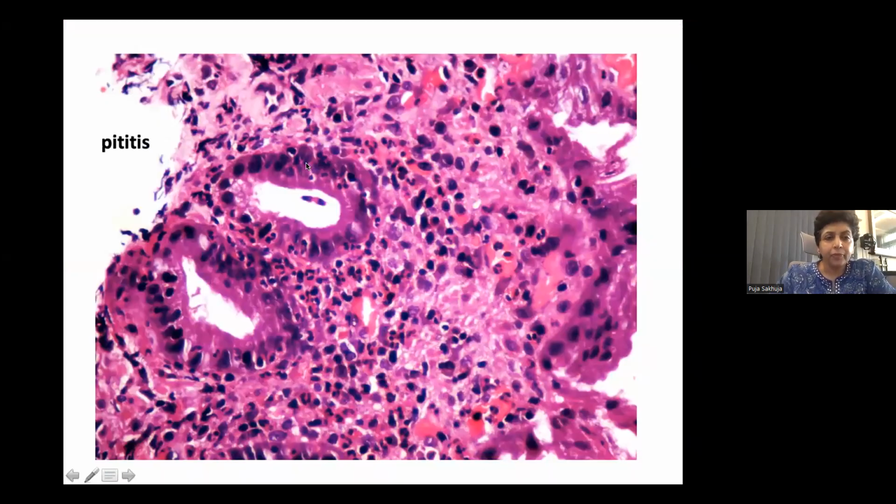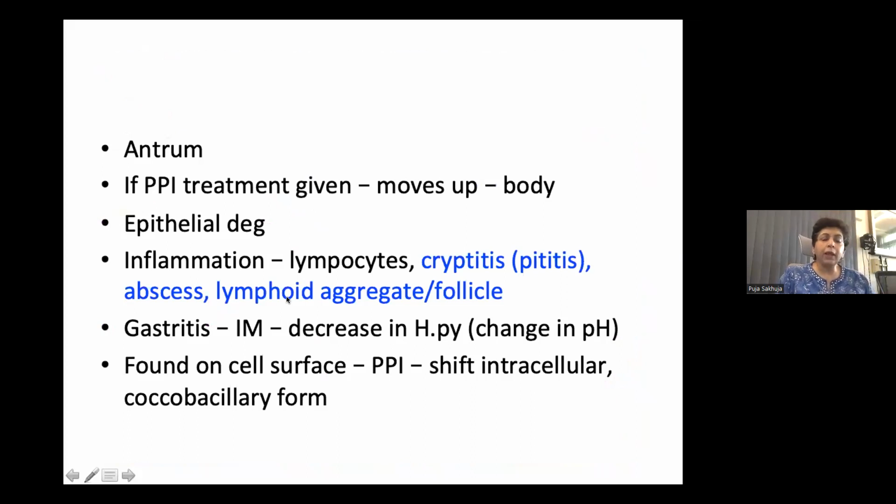What it's commonly associated with is inflammatory cells, neutrophils in the lamina propria and infiltrating the epithelium, which in large intestine, as you know, we call cryptitis. In the stomach, we call it pittitis, since these are gastric pits, and pit abscesses. So pittitis and pit abscesses are commonly seen, as are lymphoid aggregates. So if you see these, it should raise the index of suspicion for you to really look carefully and get a special stain done to rule out the presence of H. pylori gastritis. They are more commonly found in the antrum. However, if PPI treatment is given, then they move up to the body mucosa.